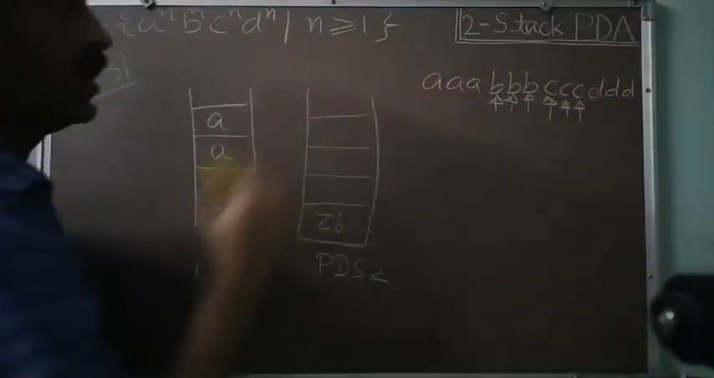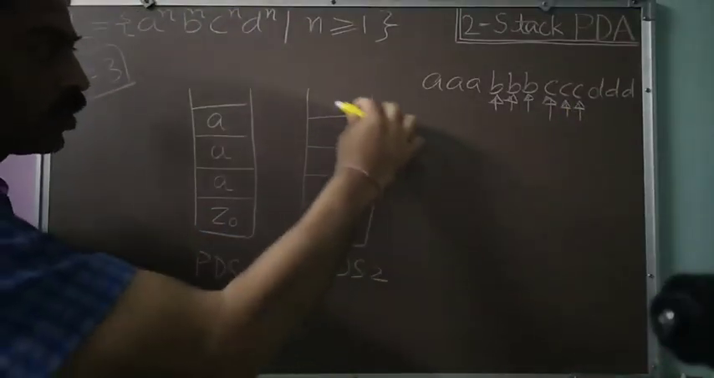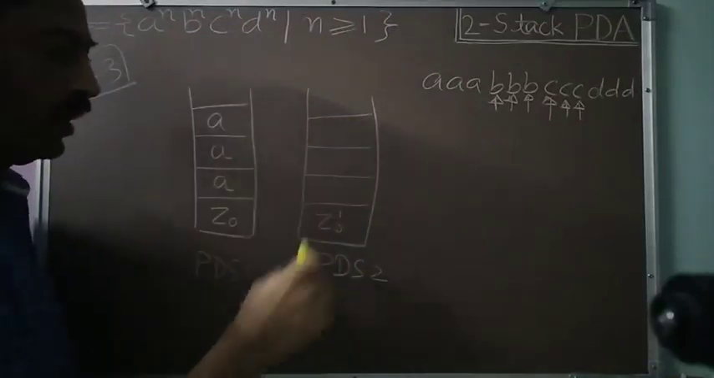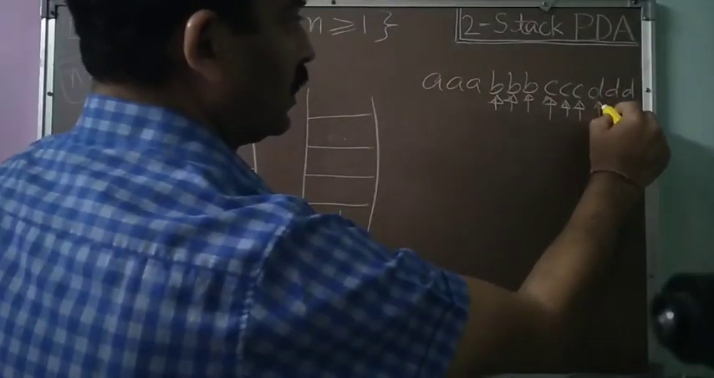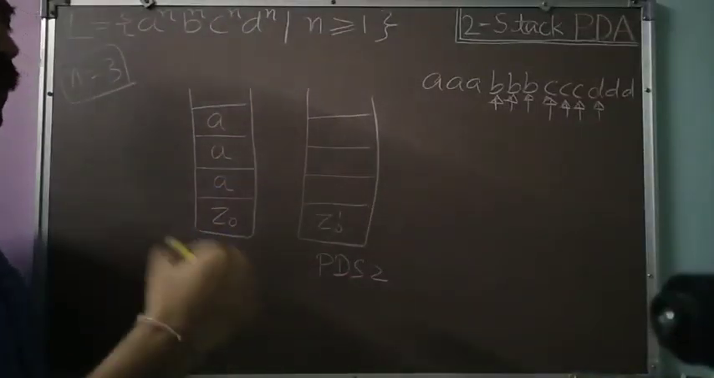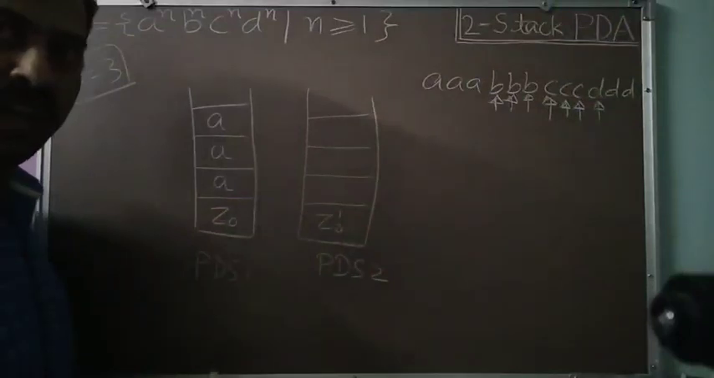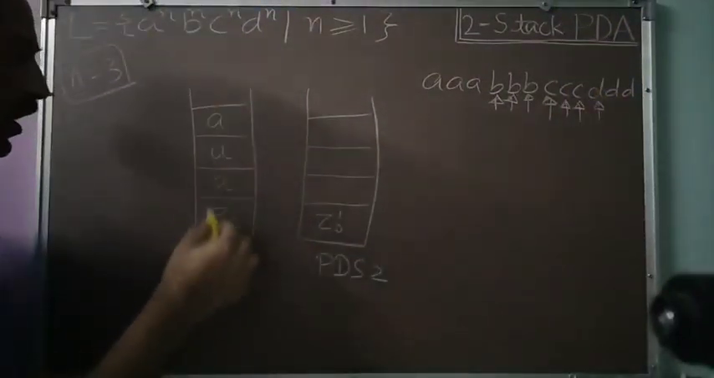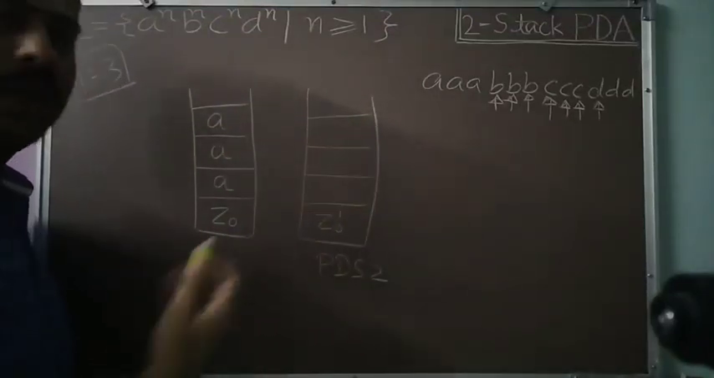And if the number of C's and number of A's are equal, then when I start reading D's, my PDS 2 will not have any A's present over it. It will have Z0 dash. So now when I start reading D's, what I have to do is maintain the status of the PDS 2, because no more quantity has to be matched. So simply I have to match this D with the A's present on the PDS 1. Nothing has to be pushed over the PDS 2.